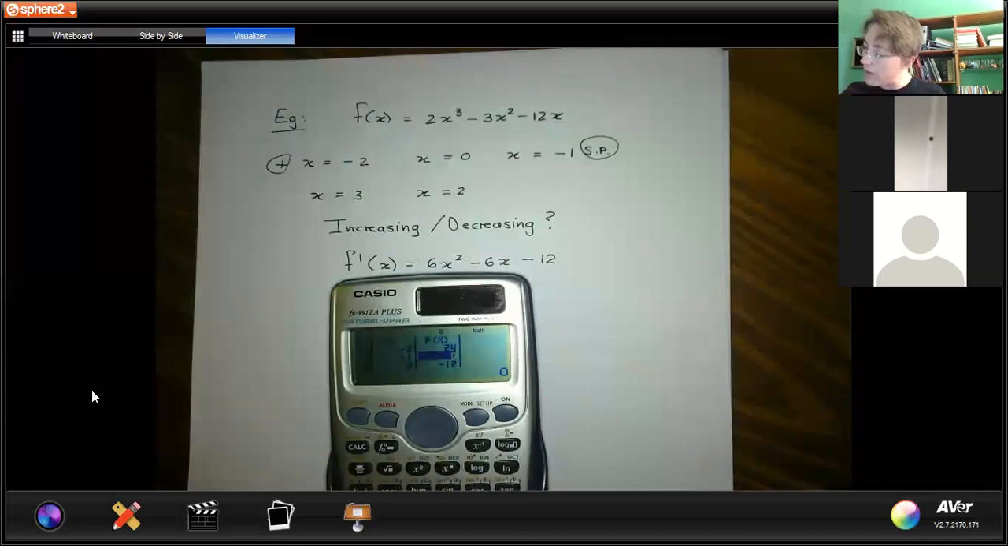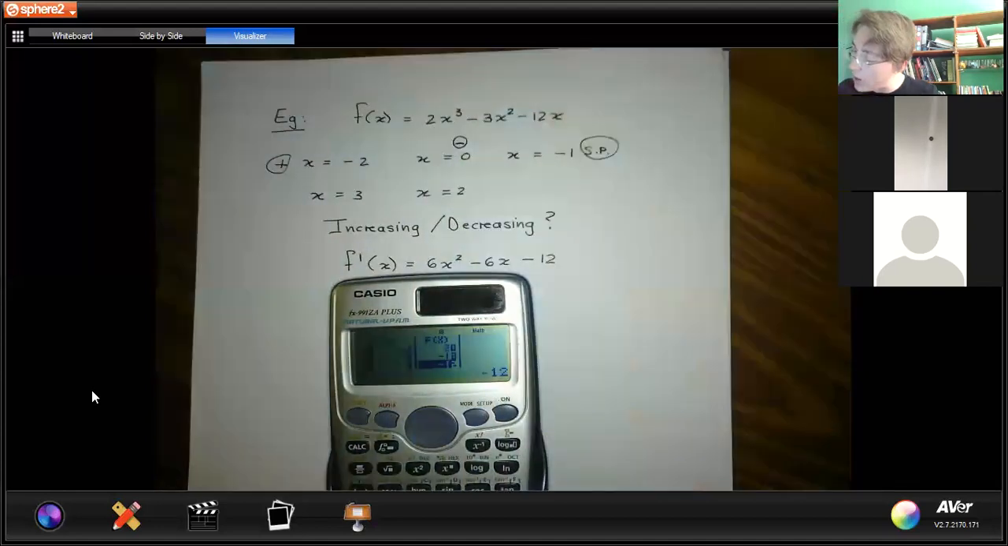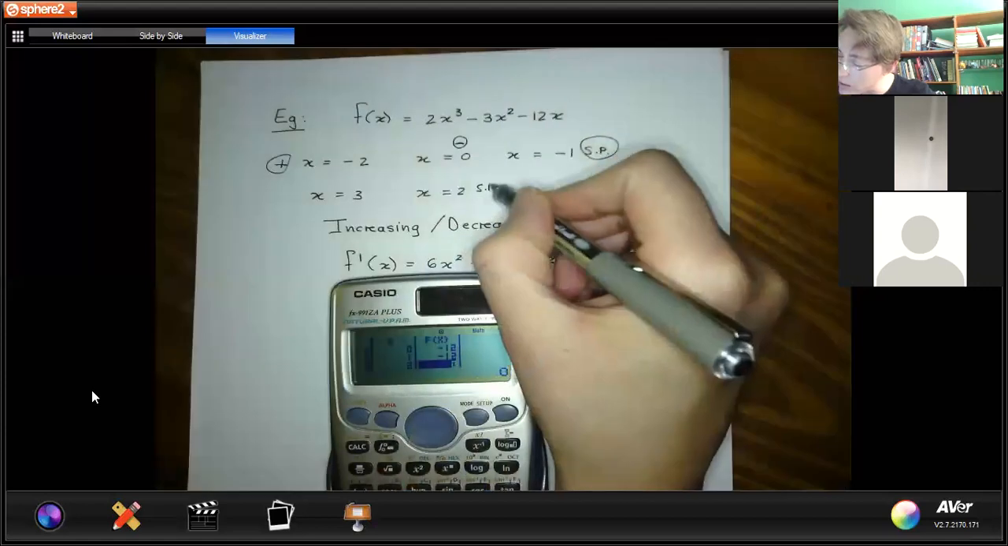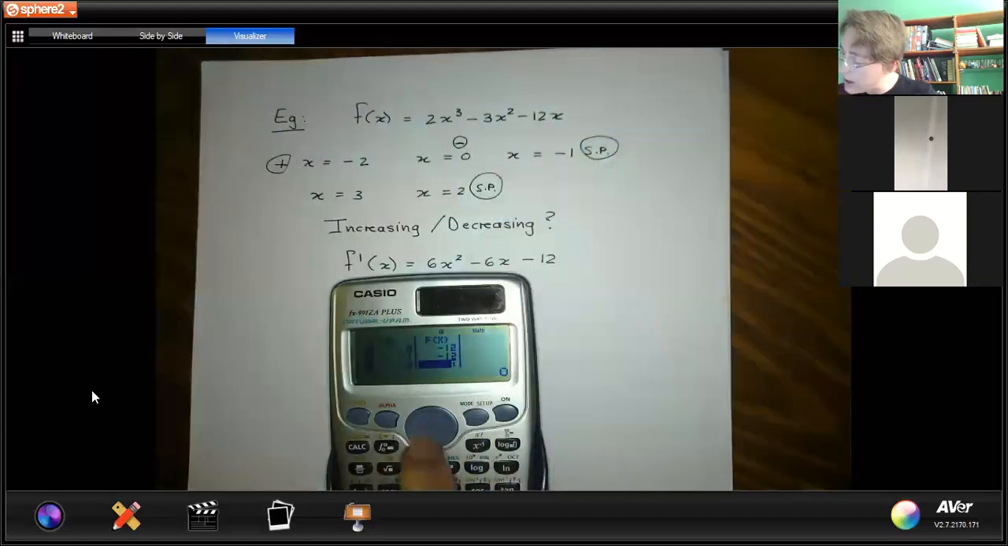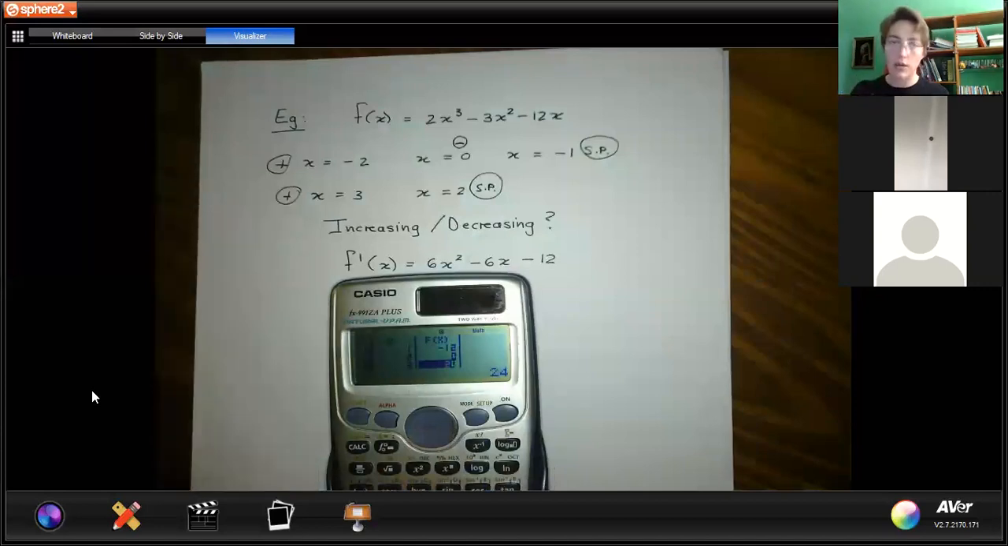Then here at 0, I've got a negative value, -12, so it's a negative gradient, which means here the graph is decreasing. Then over there at 1, I've got -12, but they didn't really ask for 1. At 2, I've got 0 again. So there again, I've got a stationary point. And there at 3, I've got positive 24. So I've got an increasing function again.